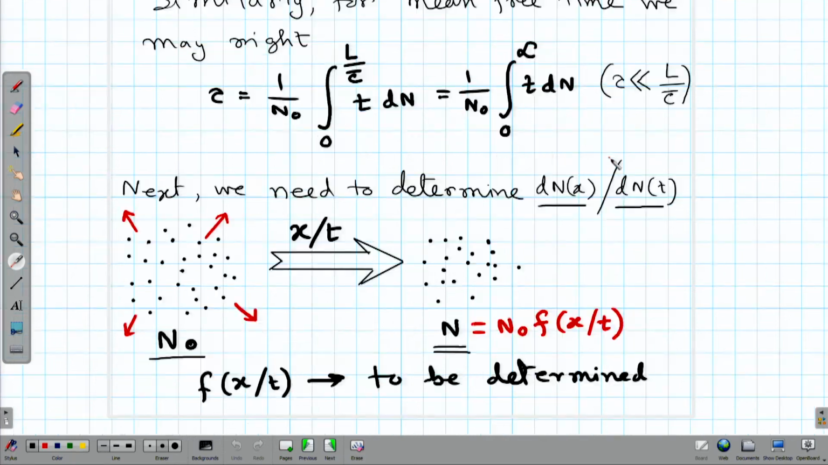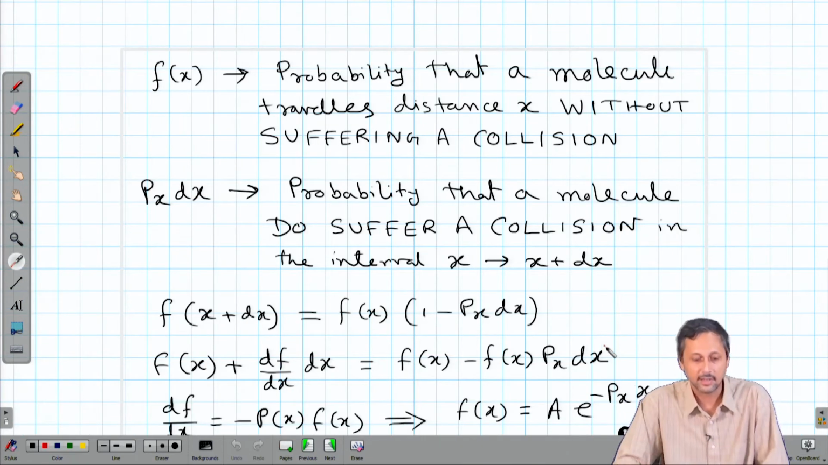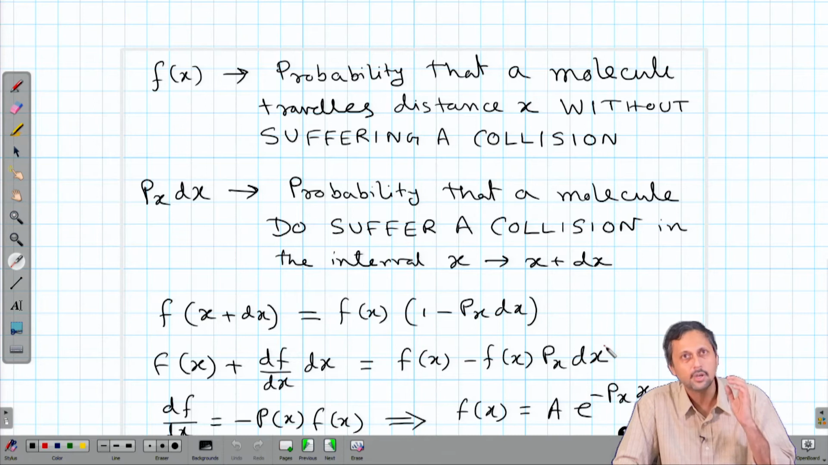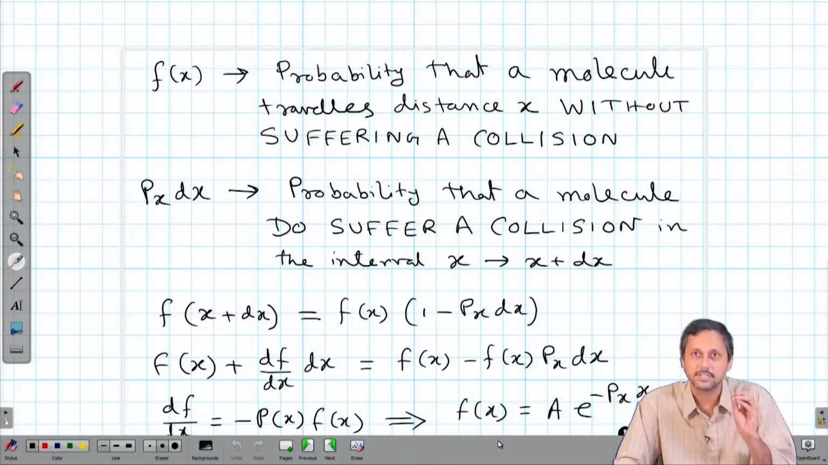Okay. So, please understand this, because n0 multiplied by f gives you n, which is still surviving in this assembly. f is essentially the probability of not suffering a collision over a distance x. So, we are just computing f x for now. In a similar manner we can do it for f t also. I will just show you how to do it for f x. The same logic, the same type of calculation, you can apply and you can find out f t. But later on we will see that f t is not needed separately.